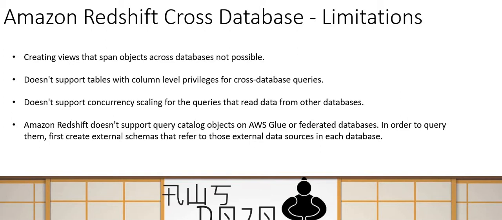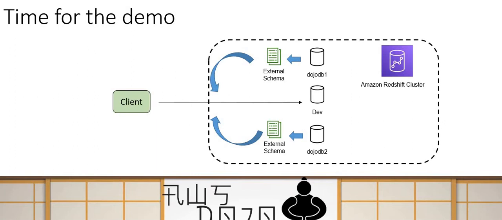Okay, so what we are going to do today is that we will have a Redshift cluster where we'll create two databases, DB1 and DB2. In these two databases, we'll create one table and insert some data into it. Then we'll create an external schema out of these two databases. We'll connect to the out-of-the-box dev database. And then in this dev database, we'll simply query from DojoDB1 and DojoDB2 in a join. So that's what we are going to see as part of your cross-database query.